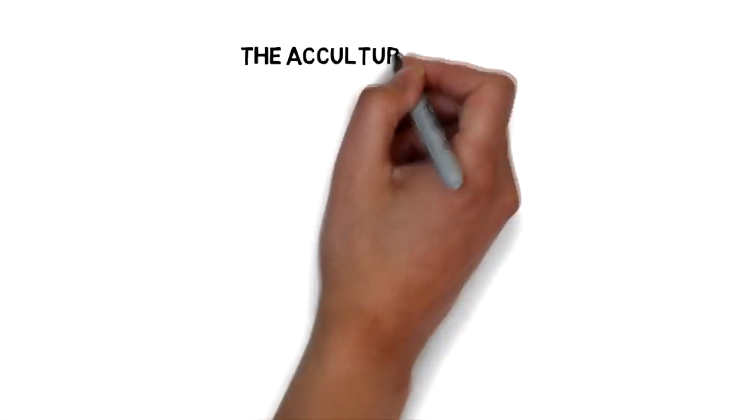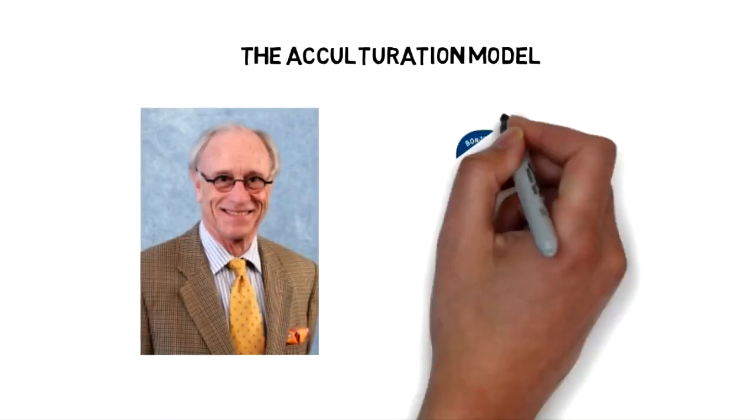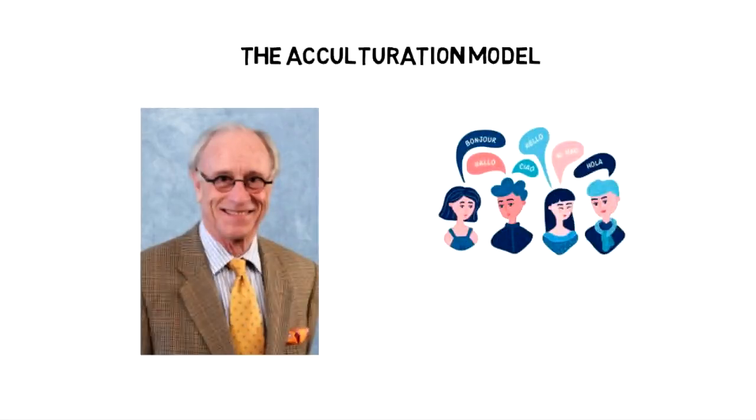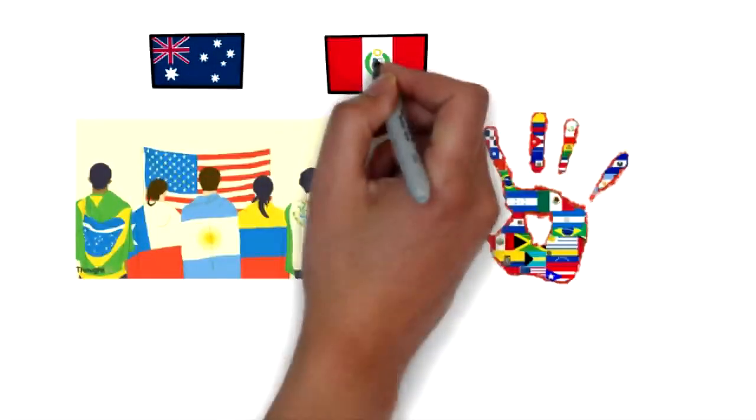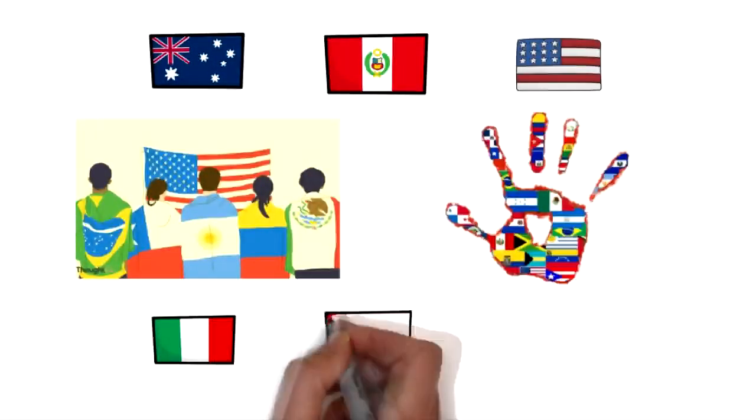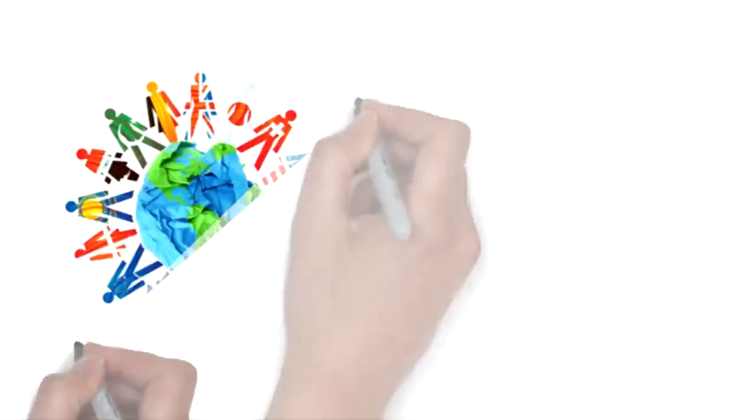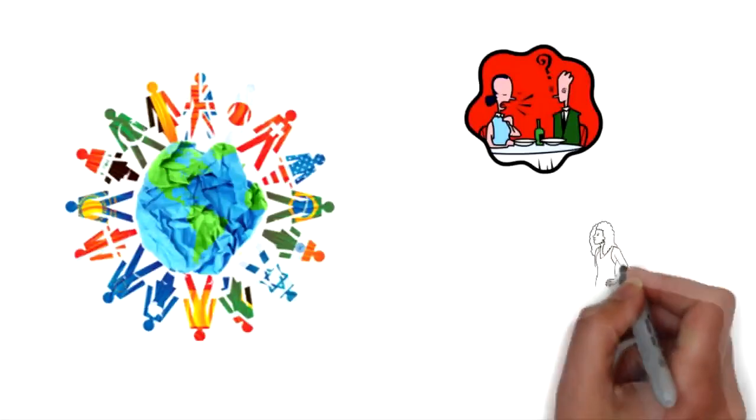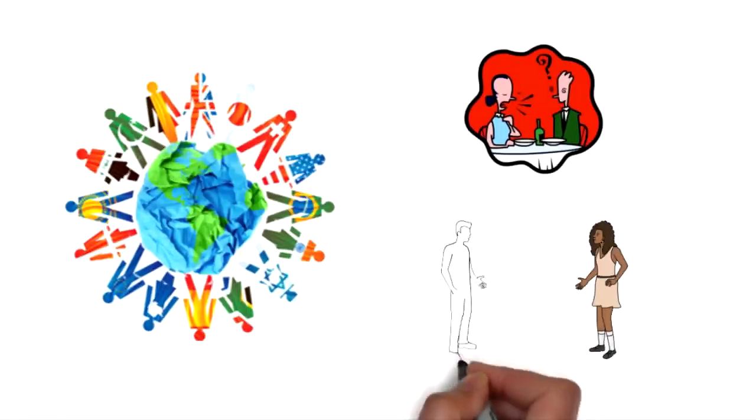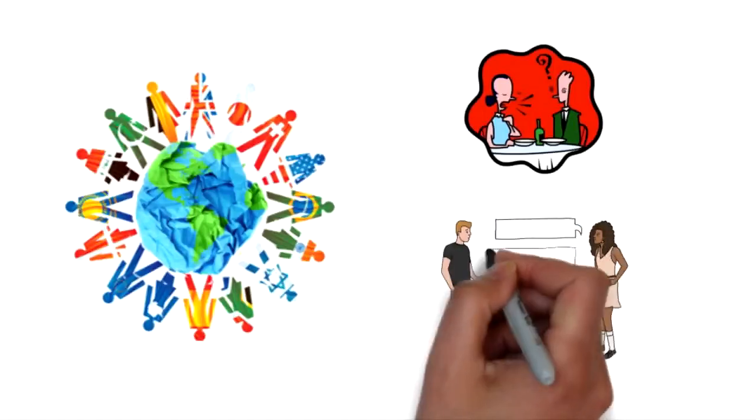The Acculturation Model by John Schumann for acquiring a new language. Schumann claims that acquiring a language is a part of the process of acculturation. Acculturation is the merging of cultures. A person maintains their original culture but adopts practices or aspects of a new culture. Failure to learn a language can be explained by social and psychological distance between the two cultures involved. The bigger the social distance, the more difficult it will be for the learner to acquire the new language.